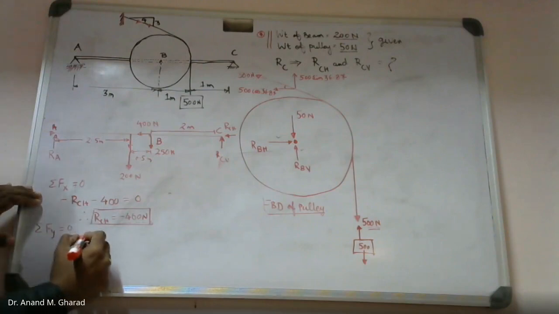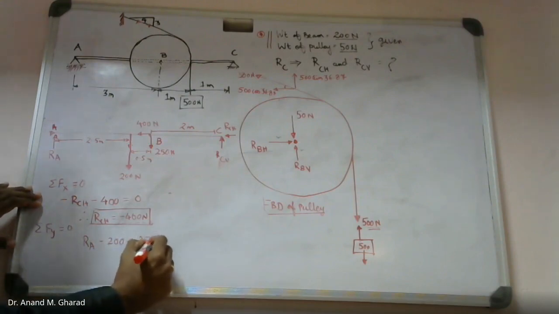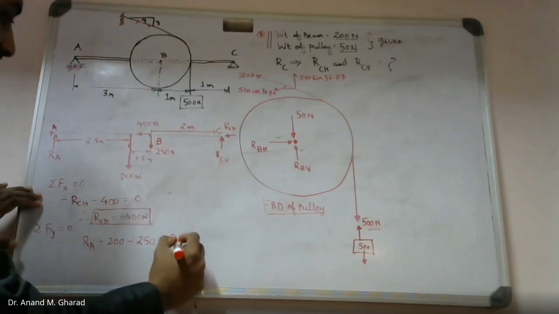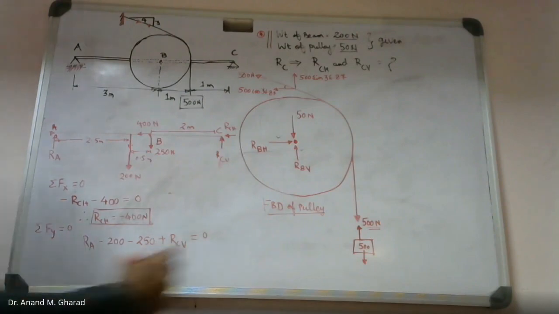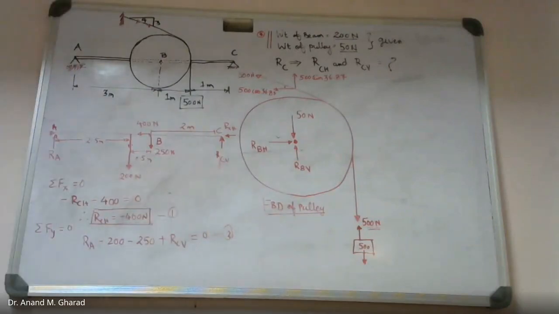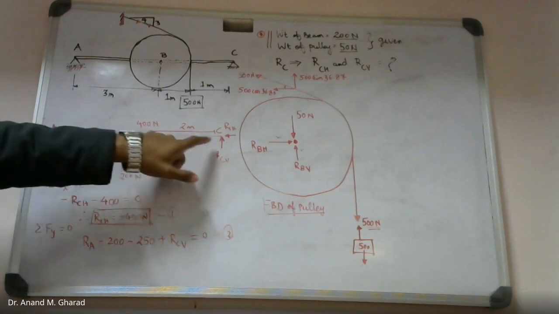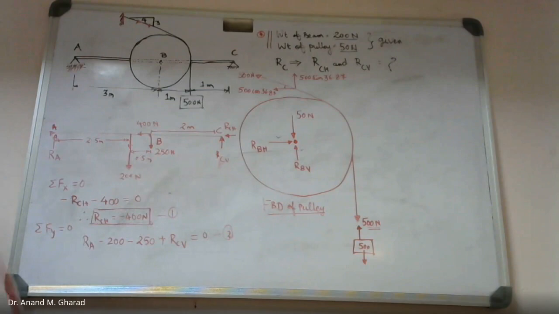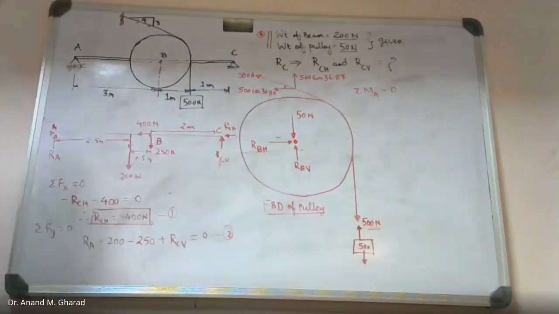Fine. Now summation of forces in y direction. So over here, RA minus 200 minus 250 plus RCV equal to 0. So this is one equation. So let's say equation number 2. This is 1. Now you take moment about point A itself, because we are interested in finding out C value. So that's why you can take summation of moment about point A equal to 0.